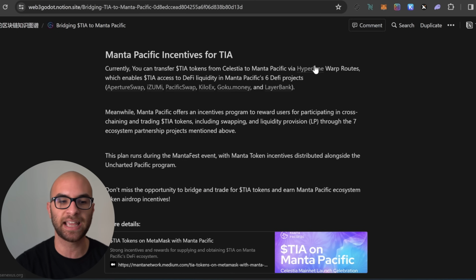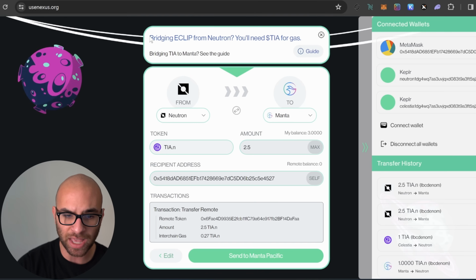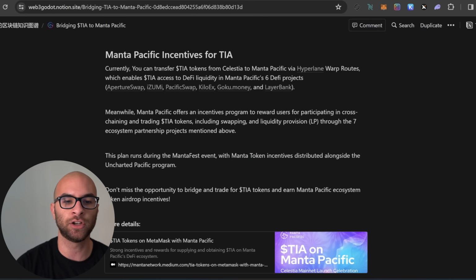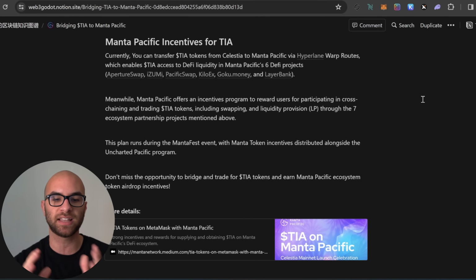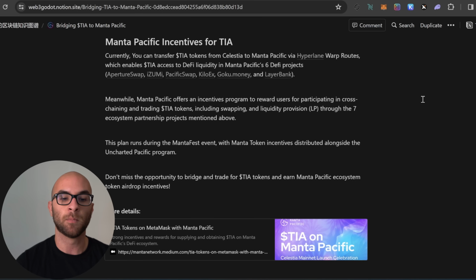Now, the last thing I'll say is if you need some sort of guide on this, they actually had a written up guide that you can click on right here, and you can get some more details of how all of this works. But what's interesting is if you look at the incentive going on right now, not only can you potentially earn some Manta tokens by doing this, but you could also earn some of their token when they come out with it. So definitely one to pay attention to, and I don't think a lot of people are going to take the time to learn how to do this one.